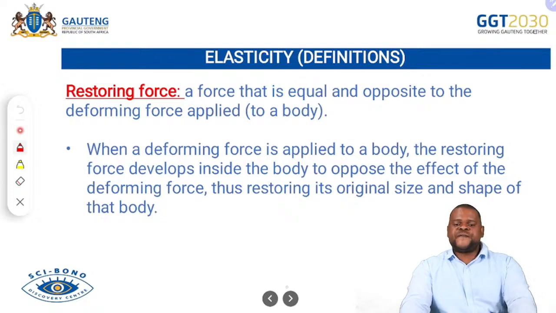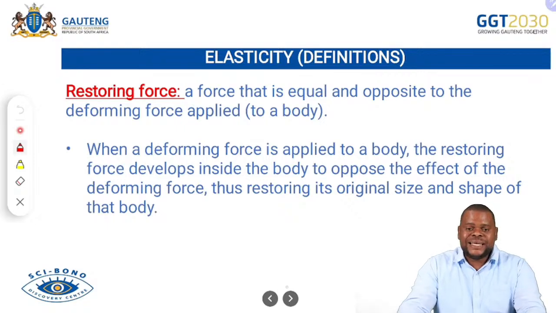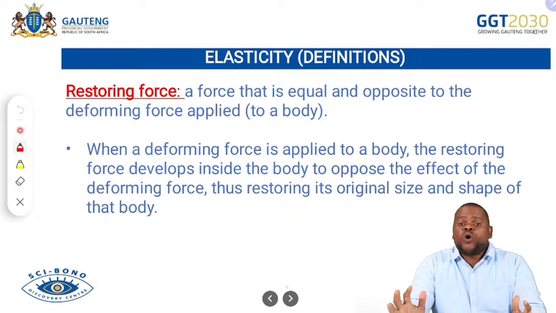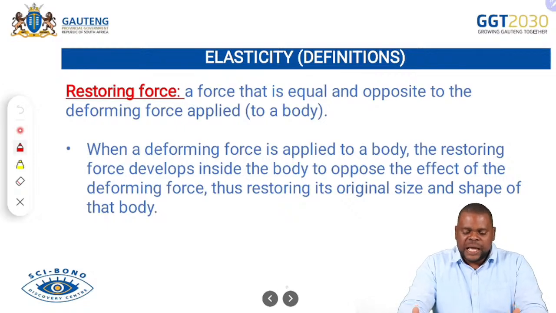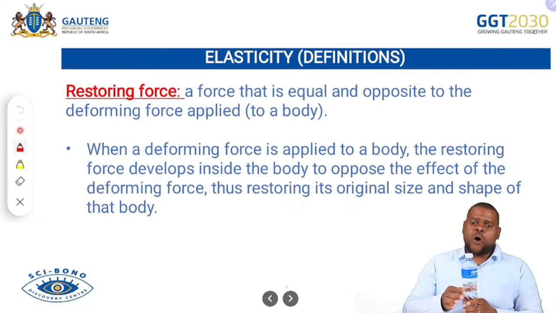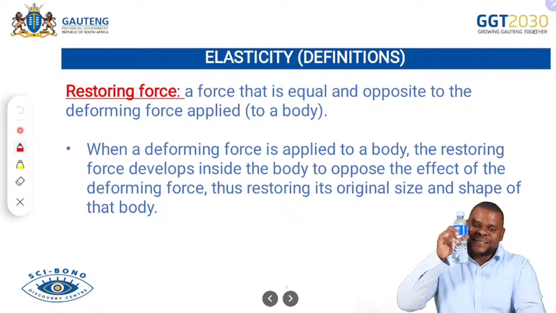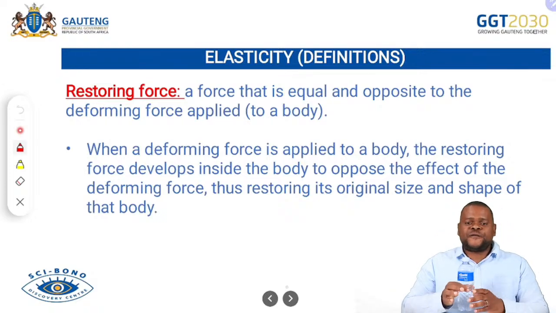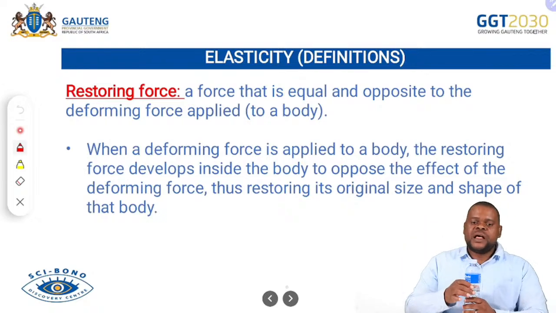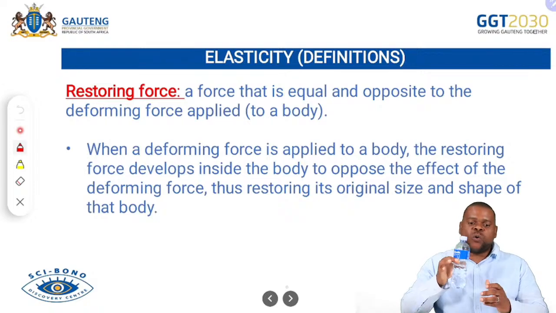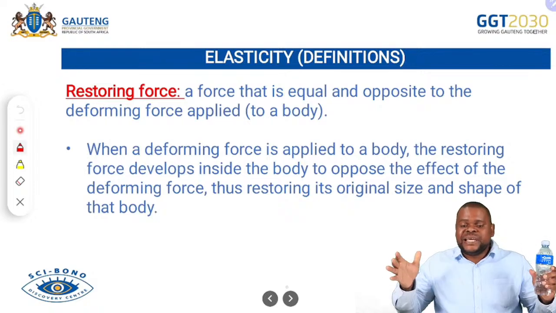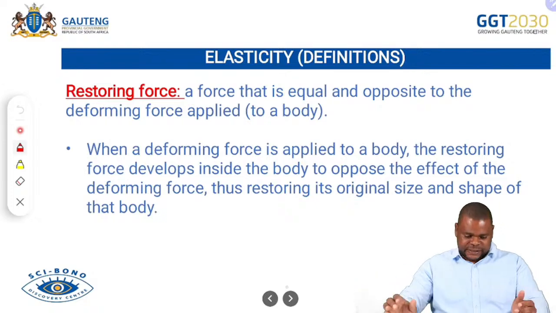Elasticity. Define elasticity. We say elasticity is defined as the property of the body whereby the body regains its original shape and size when the deforming force is removed. That means elasticity is the property the body has in it, so that after the deforming force has acted on the body, that property makes the body regain its shape and its size.